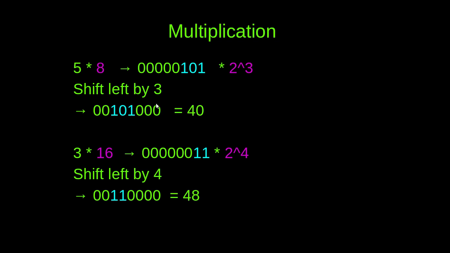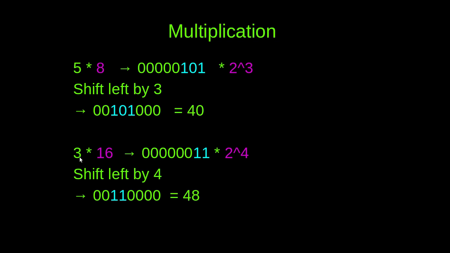And if I check this, what's this? 2 to the power 0, 2 to the power 1, 2 to the power 2, 2 to the power 3, which is 8, 2 to the power 4, 2 to the power 5, which is 32. So 32 plus 8 is 40. It's 40, so this is right.